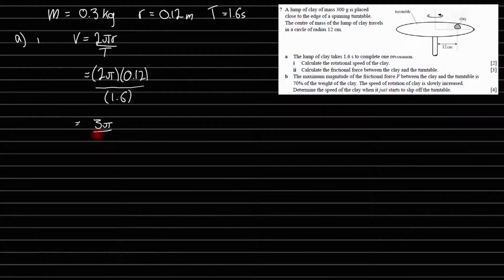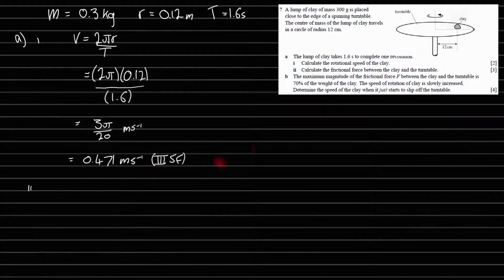3 pi over 20, and then the units of speed, meters per second. Alternatively, you could have a decimal answer of 0.471, and again meters per second. That's been quoted to 3 significant figures. Part 2 then. Calculate the frictional force between the clay and the turntable.